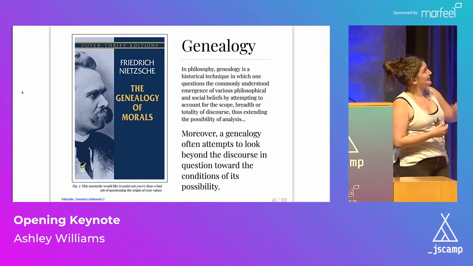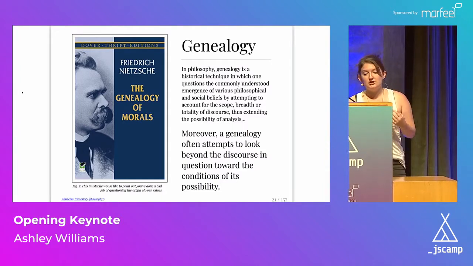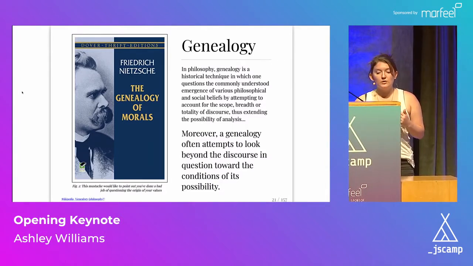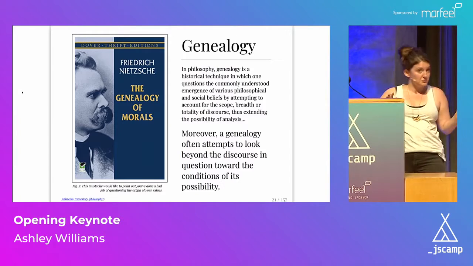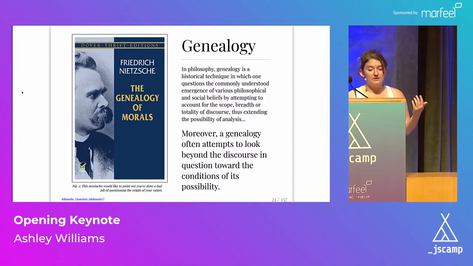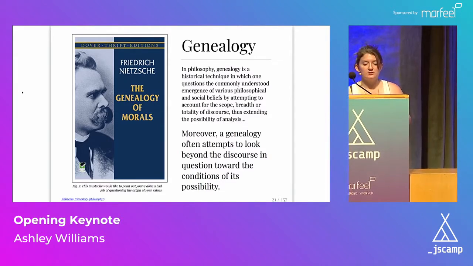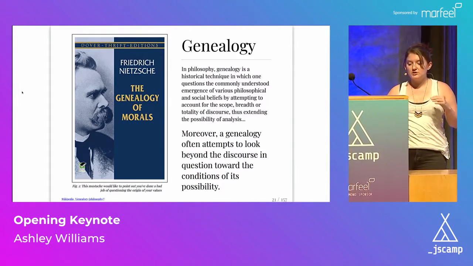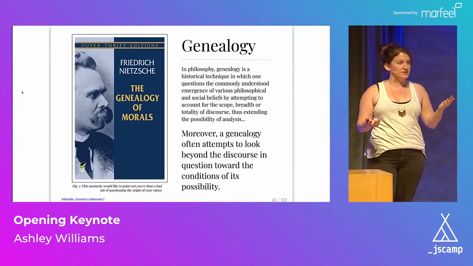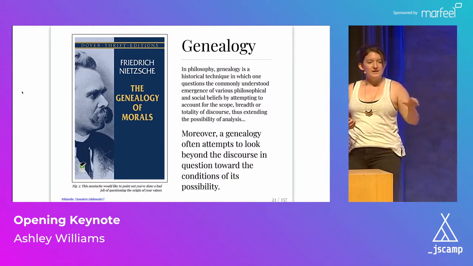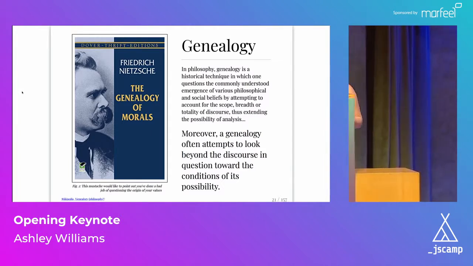So there's this wonderful man with a mustache here named Friedrich Nietzsche, and he came up with this idea of genealogy. And so in philosophy, genealogy is a historical technique in which one questions the commonly understood emergence of various philosophical, social, programming beliefs by attempting to account for the scope, breadth, or totality of the discourse. And in general, what this really means is genealogy is trying to look beyond the discourse in question towards the conditions of its possibility, which is to say, we're not just saying like, oh, what programming languages exist out there, what techniques exist out there. Why is it that programming languages like this emerge and exist at all in the first place?